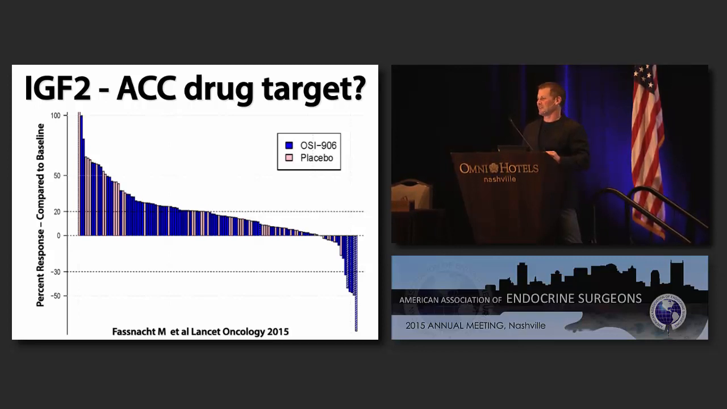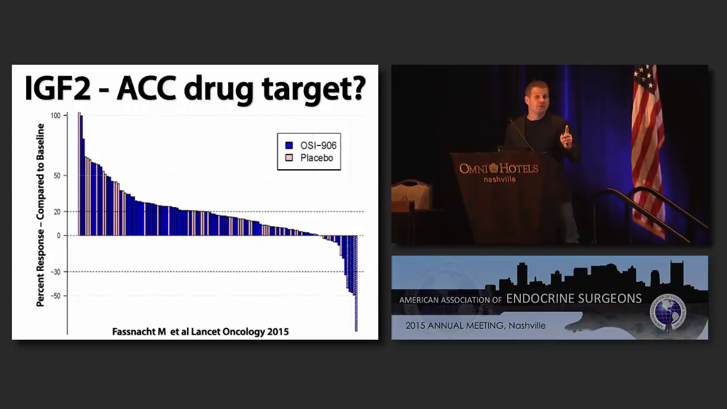IGF and WNTs are important. They're important for homeostasis. They help initiate these cancers, we think. But other mutations happen as well. Most adrenal cancers have multiple mutations, 10, 20, 30 mutations. We have to figure that combination out to find the right lock and keys.